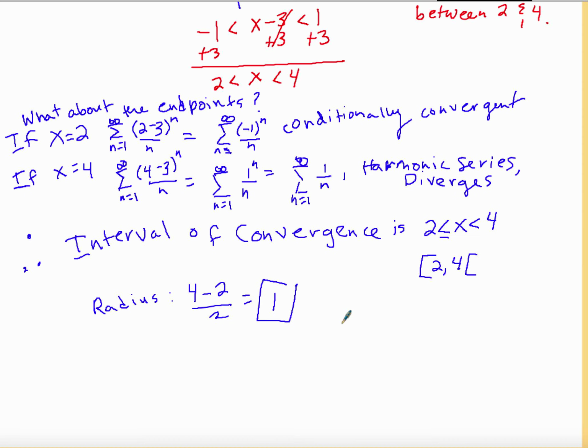And again, we can draw it all out. Here's 2, and here's 4 on our number line for x values. We can choose 2. We cannot choose 4. And our radius of convergence is this distance here, which is 1. And that is a power series. Let's move on.